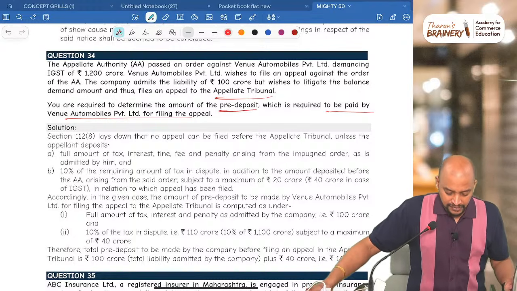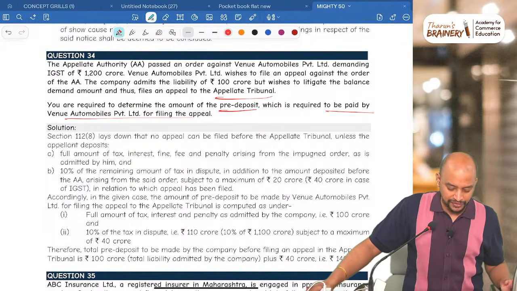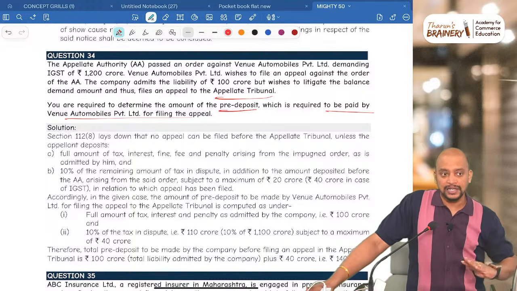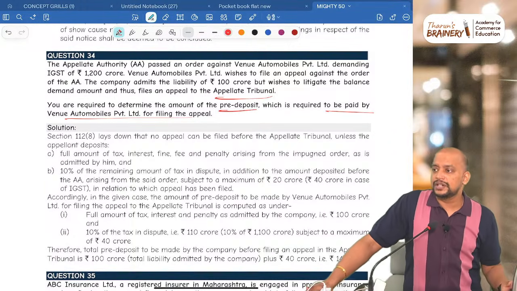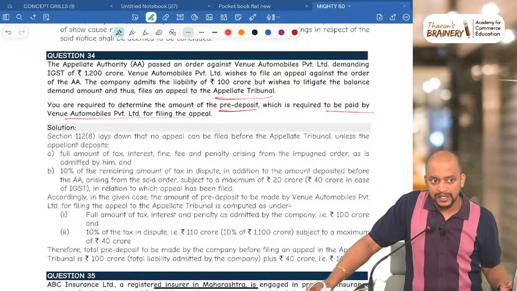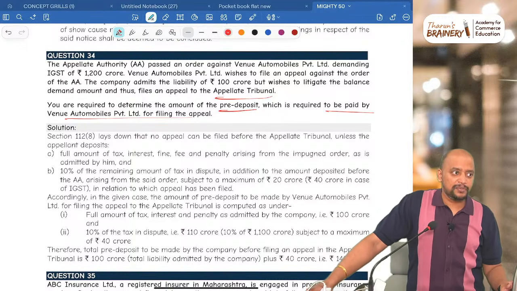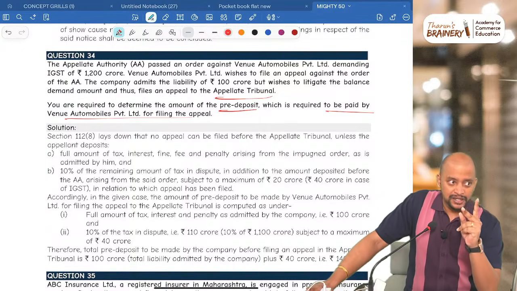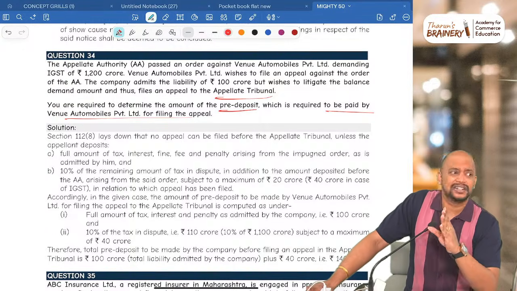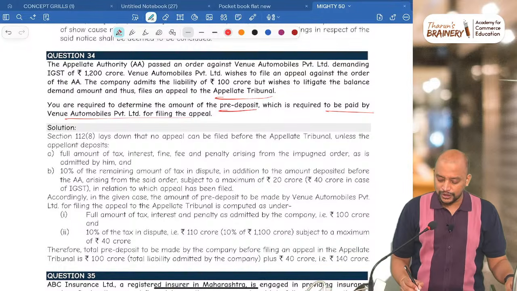10% of 1,100 crores. First you take CGST. What is CGST? 1,100 divided by 2. What is 1,100 divided by 2? 550. 550 into 10%? 55. But the maximum is only 20. CGST 20. So therefore 20. Correct? And SGST will be 20. So therefore how much do we need to pay in total?